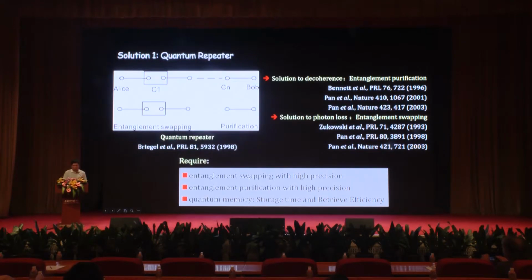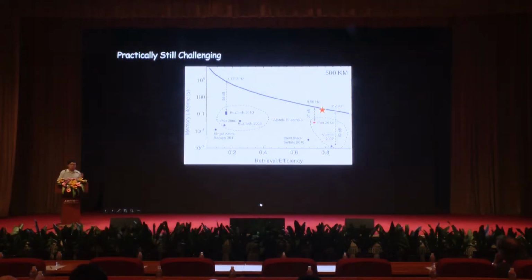The first solution is the quantum repeater. I'm not going into details for the quantum repeater. Basically, the long distance is divided into a few segments. Then with entanglement swapping, it connects the whole distance, and with purification, it purifies the state, and then you do the QKD. The main technical problem here is the quantum memory, so it is still practically challenging.